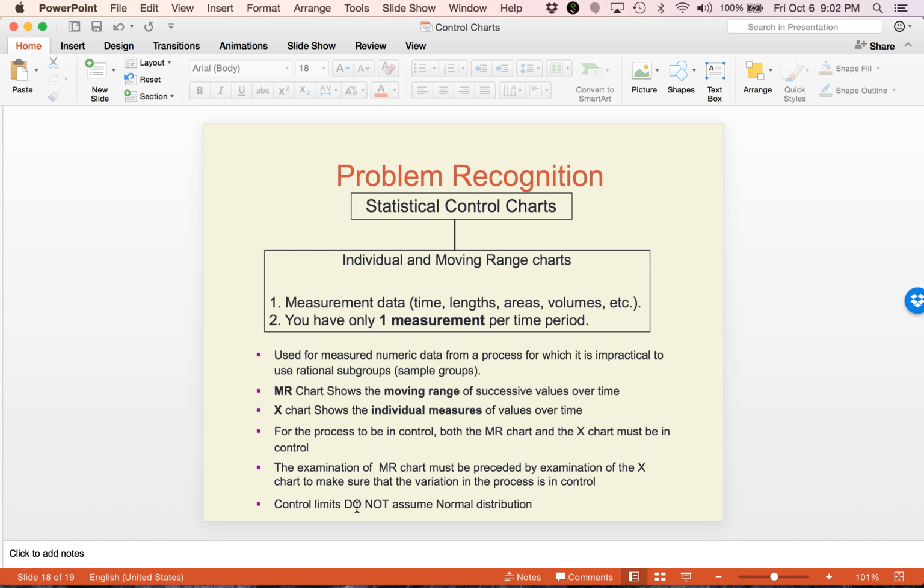Now, it turns out that those control limits don't assume it's normally distributed, but it's a little complicated, so we're not going to talk about exactly what it is. Just know that it's not necessarily something we assume is normally distributed. Okay, so I think we should take a look at some of these things.